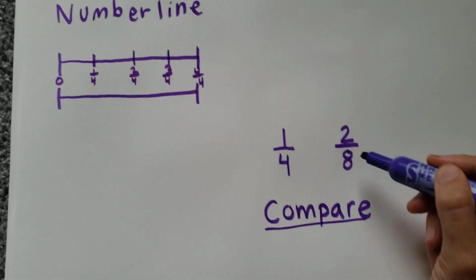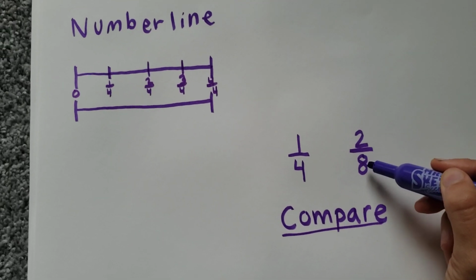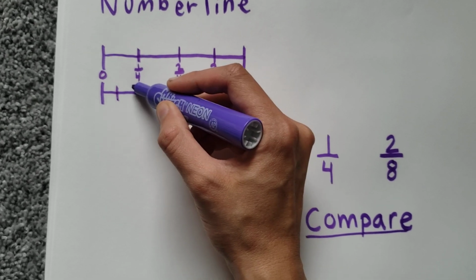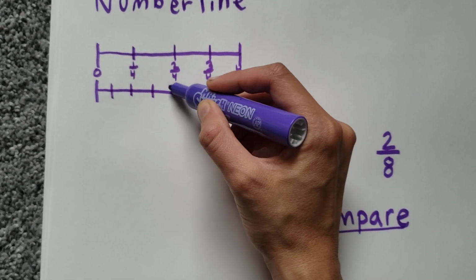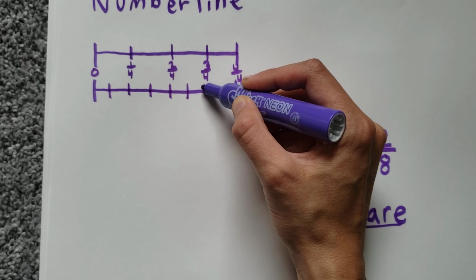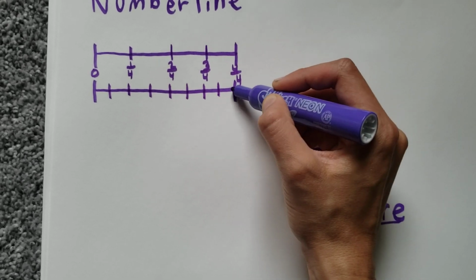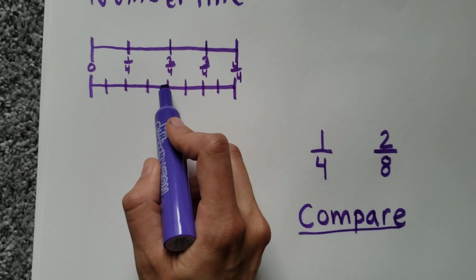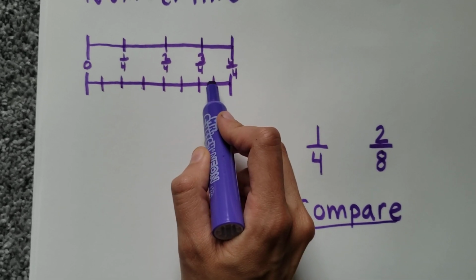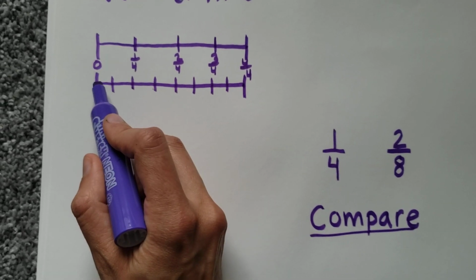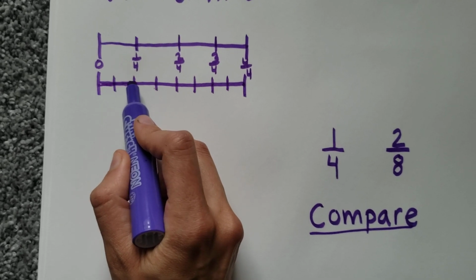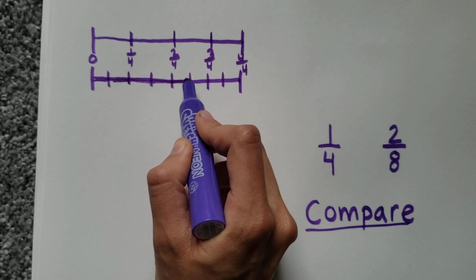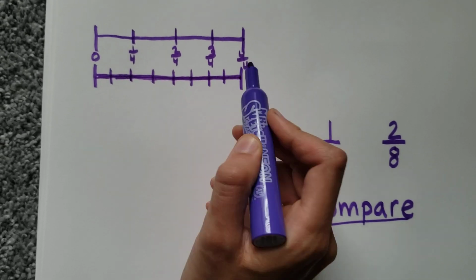Now the next line, I see 8 in the denominator. So I need to partition the line into 8 parts. 1/8, 2/8, 3/8, 4/8, 5/8, 6/8, 7/8, 8/8. I actually only drew 7 lines, but there's 8 equal spaces. 1 space, 2, 3, 4, 5, 6, 7, 8. So 8 equal spaces.